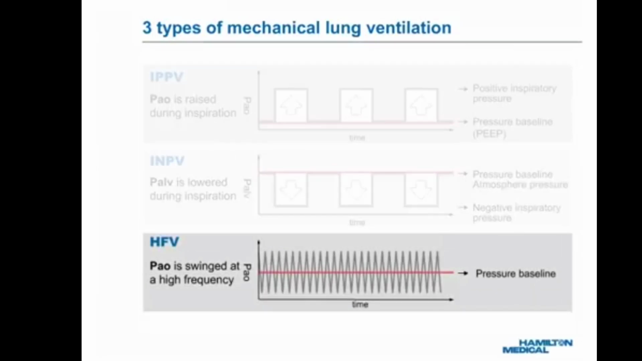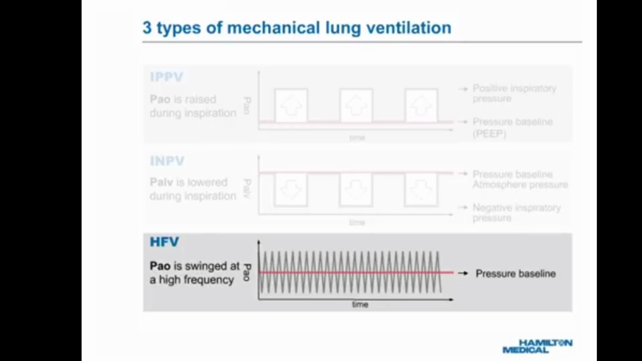3. The bottom graph shows the pressure waveform of HFV, or high-frequency ventilation. Using this principle, the airway opening pressure, PAO, is swung in a defined range around a defined pressure baseline, at a defined rate, which is at least 150 cycles per minute.